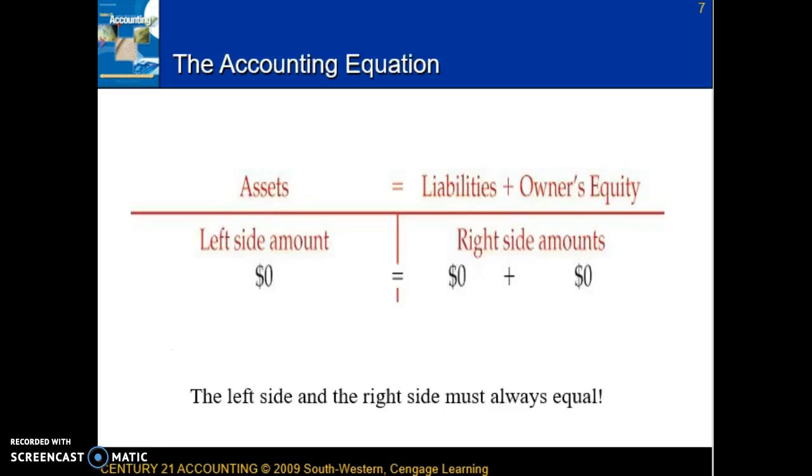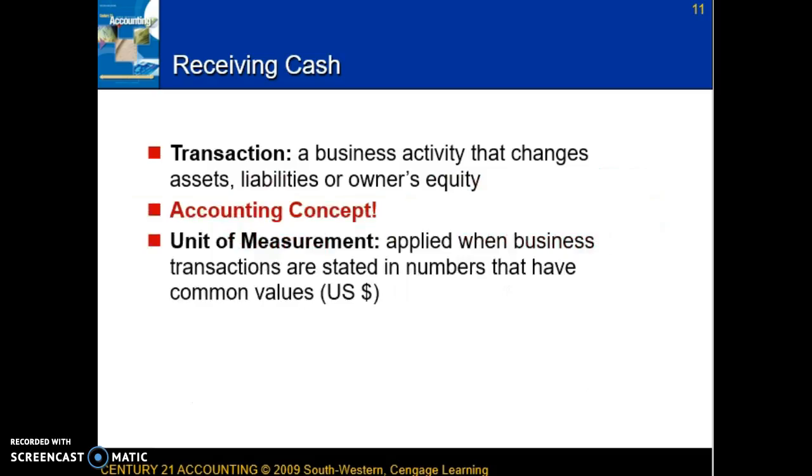And just as a refresher, remember our accounting equation. It is assets equals liabilities plus owner's equity. And the left side must always equal the right side, as in any equation. So our first thing we're going to be doing is receiving cash. Now, a transaction is a business activity that changes assets, liabilities, or owner's equity. So we're going to be doing lots of transactions.